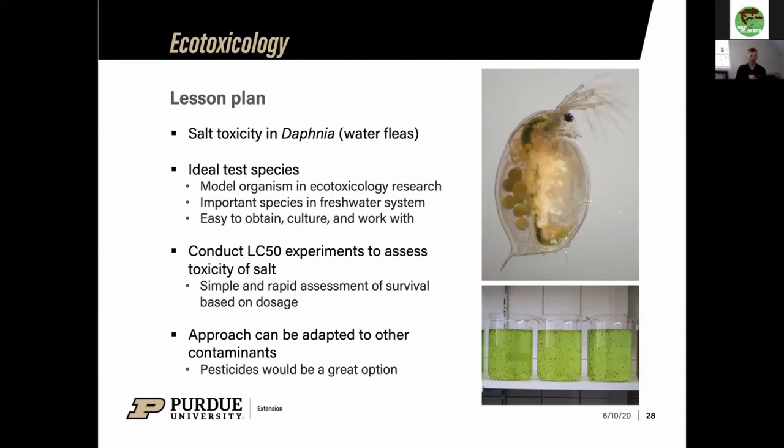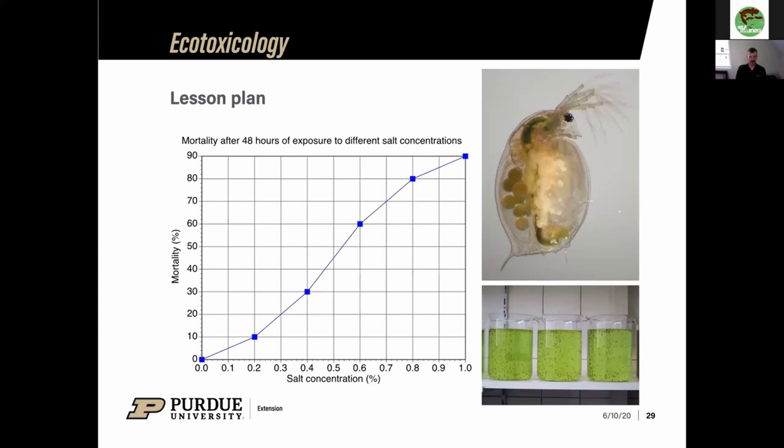So the lesson plan will provide all the details. I'll just really quickly demonstrate what the data would look like. What you're seeing here is the results from an LC50 experiment, where you have salt concentration on the x-axis, and it's percent mortality of the daphnia after 48 hours. To calculate the LC50, all you have to do is go from this 50% mark over to your line here and go down to what concentration that was. And you figure out that roughly 50% of your population expired when you had 0.53% salt concentration. So again, this is a very quick, rapid assessment to teach students about toxicology, and then also start thinking about other ways to adapt this to maybe other contaminants or even other species you might be interested in testing.